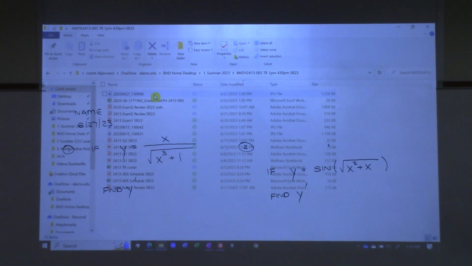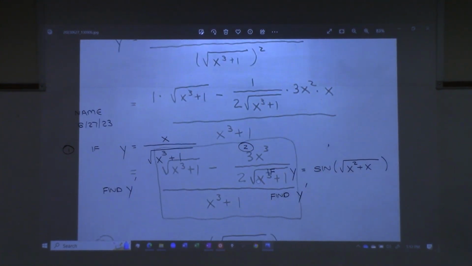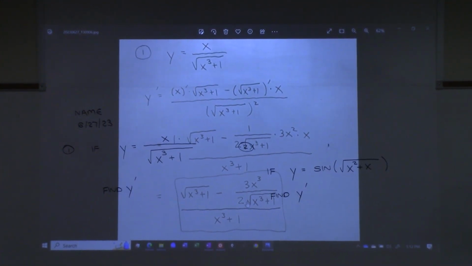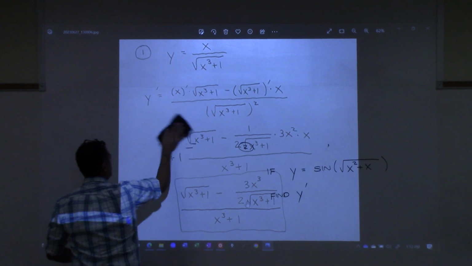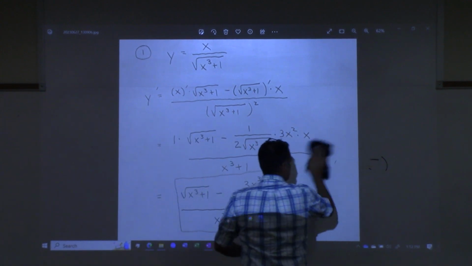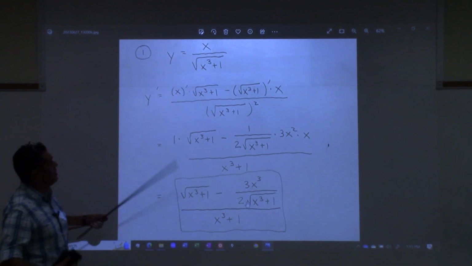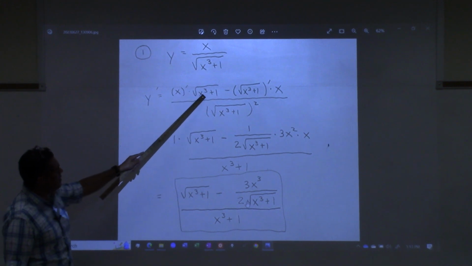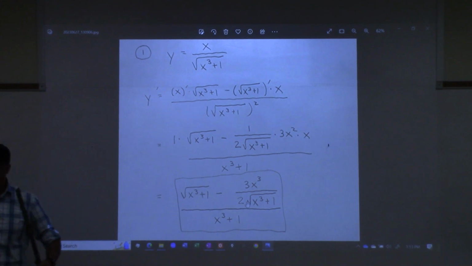All right, so let's take a look at it. On the first one, you've got to do a quotient rule. But while you're doing the quotient rule, you have to do a chain rule in the middle of the process. So let's just see here. We've got the top over the bottom, right? So the derivative of that should be the derivative of the top times the bottom minus the derivative of the bottom times the top all over the bottom squared. That's just the quotient rule formula.